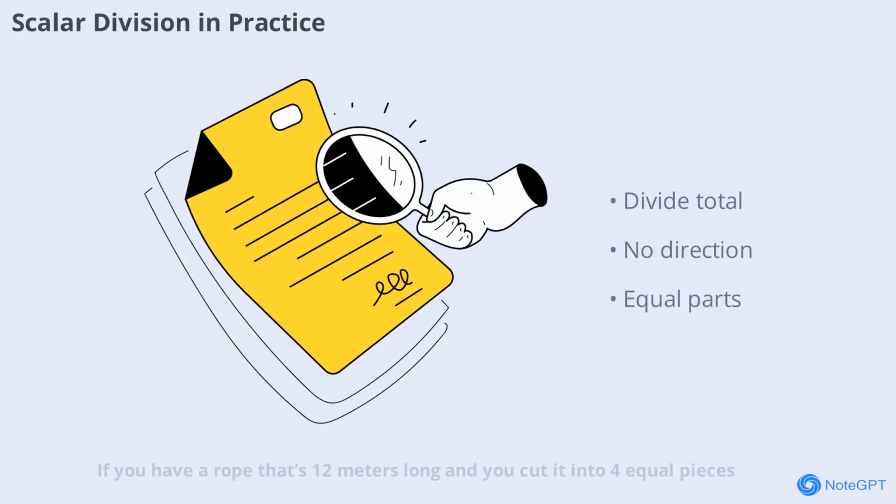If you have a rope that's 12 meters long and you cut it into 4 equal pieces, each piece is 3 meters long. This is scalar division. Divide the total by the number of parts and you get the answer.